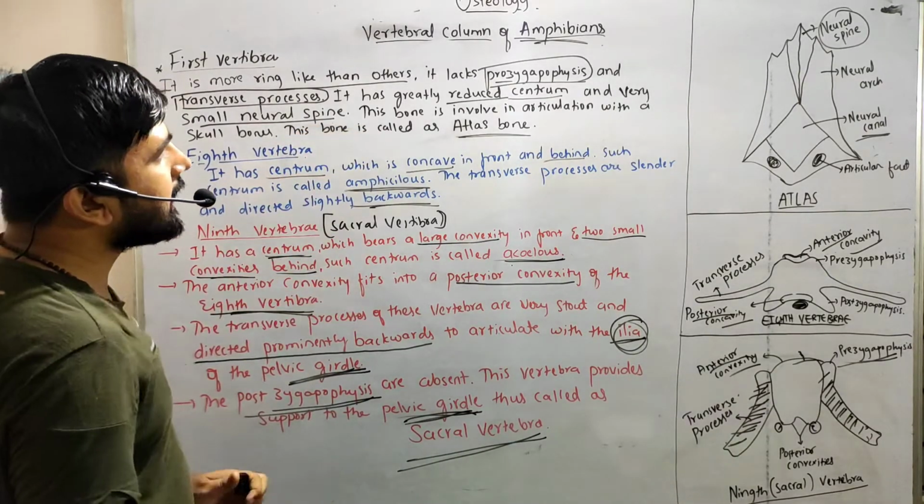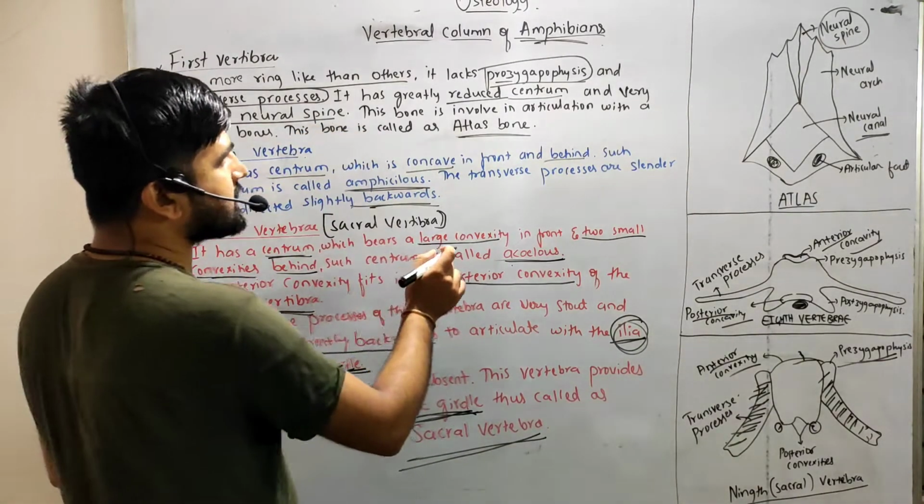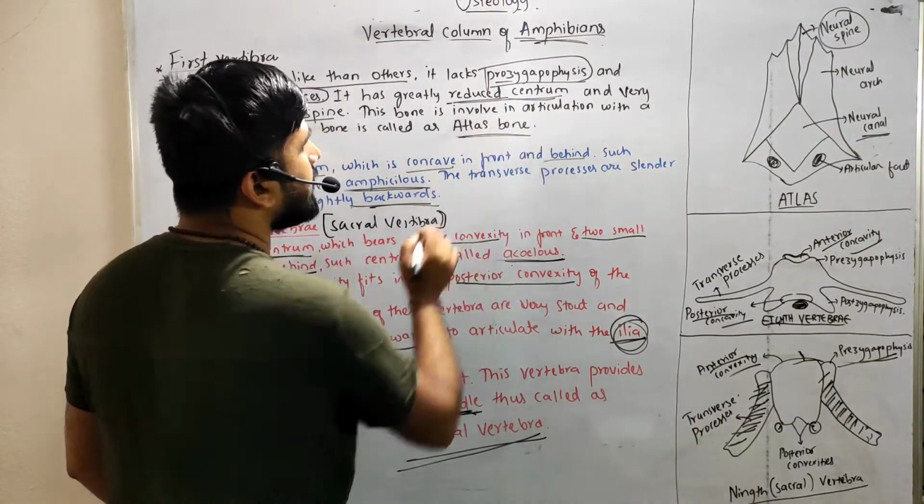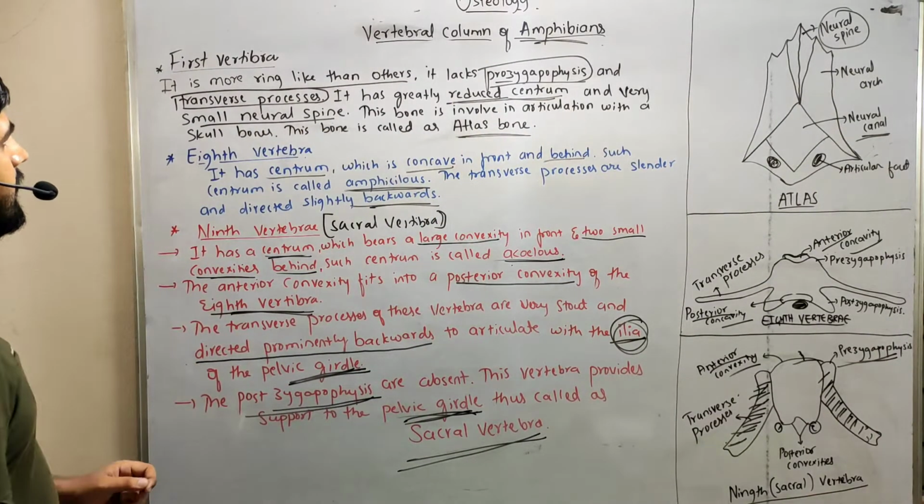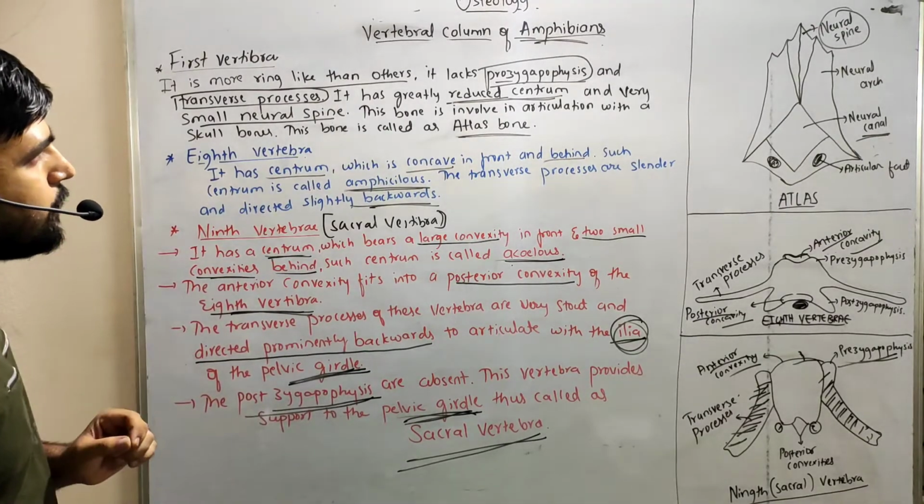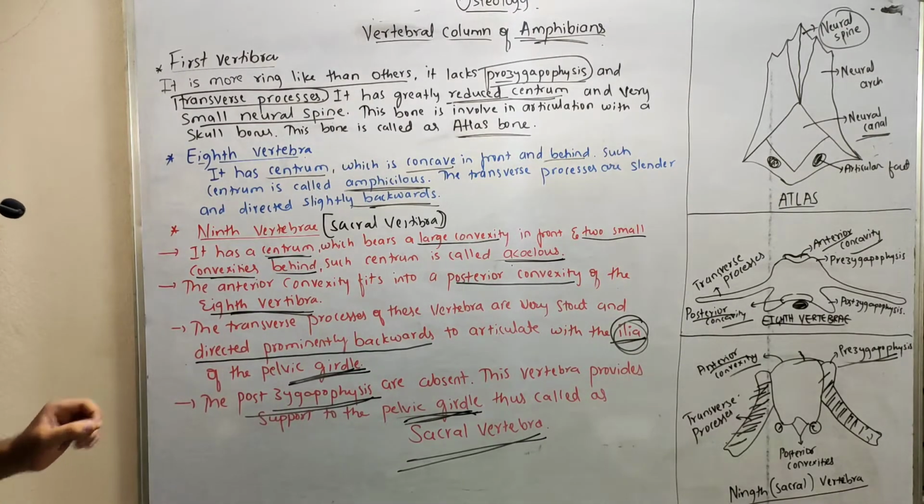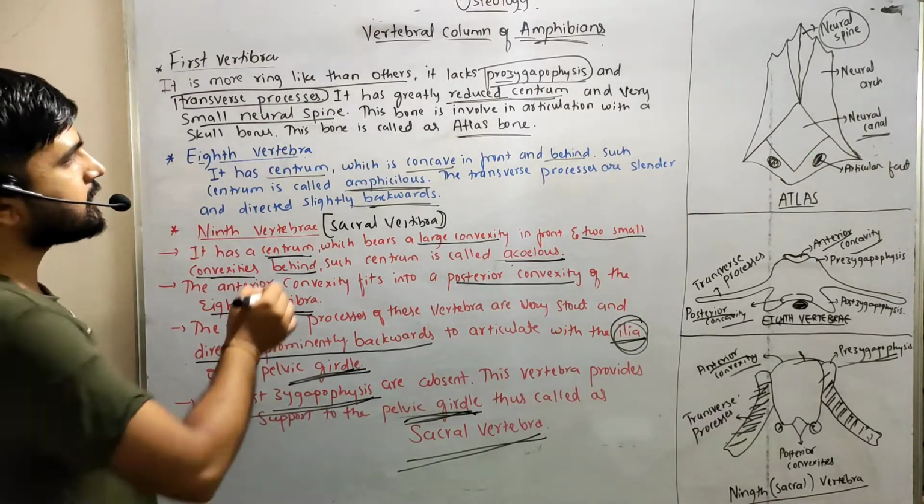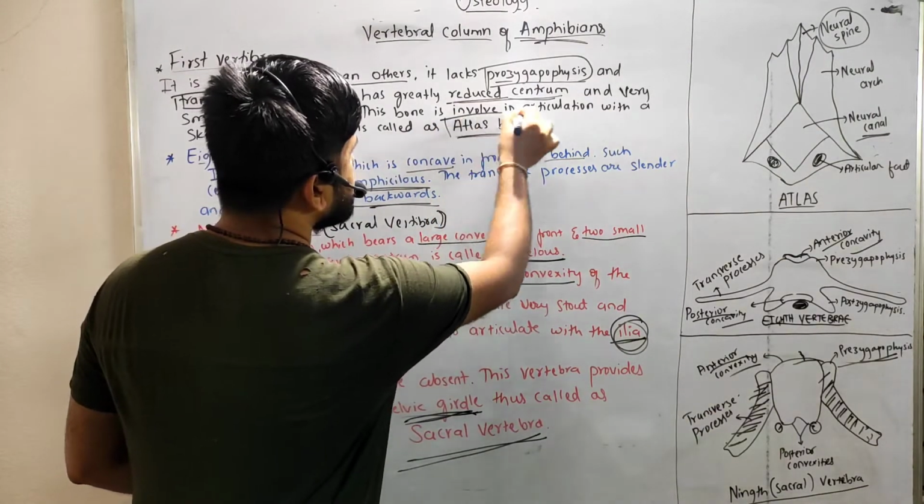It has a greatly reduced centrum. The centrum is present, but it is greatly reduced, and it has a very small neural spine. This bone is involved in articulation with the skull bones. That's why this bone is called the atlas bone.